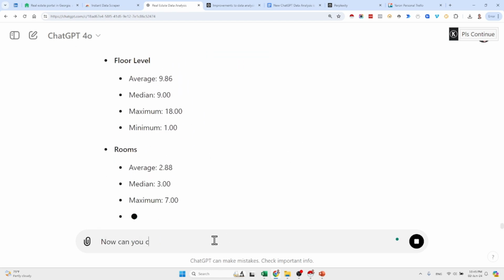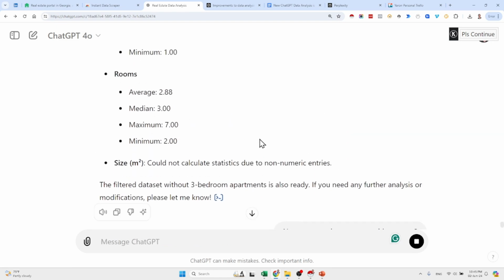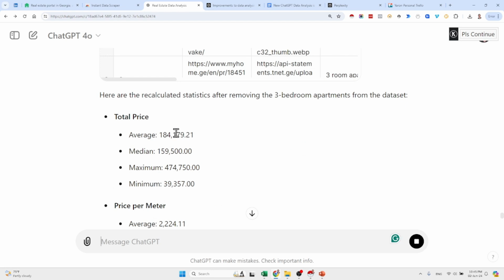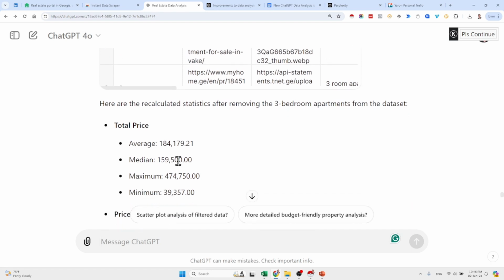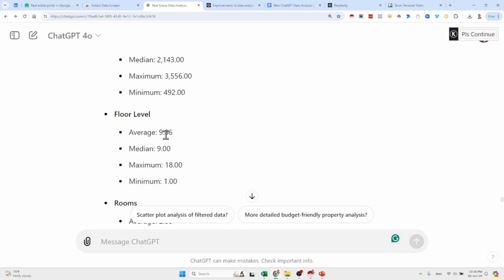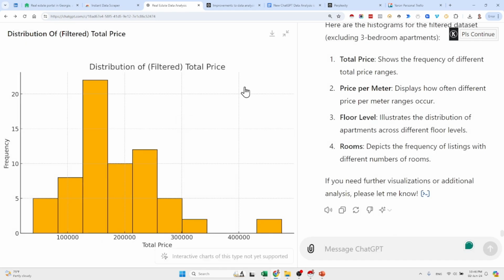Now, can you show me some relevant histograms? So we suggested now, like, what is the total price. Okay, here are the calculated statistics after removing the three-bedroom apartments from the dataset. Now the total price has changed, the average total price has changed, the median has changed, the price per meter has changed, the floor levels might have changed. Now check this out. When you hit this expand button, you can start working with ChatGPT while you are still doing the analysis, which is very helpful.